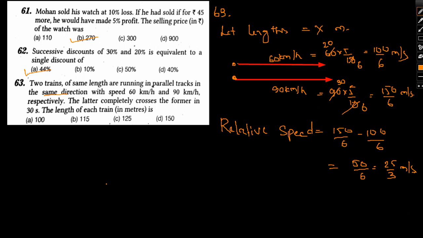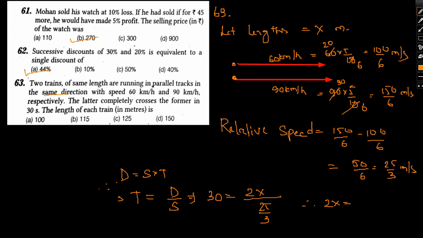So if we talk about the length, we know distance equals speed into time. We know this, right? So if we represent the same in terms of time, time equals distance by speed. Here time is given as 20 seconds, distance is, since two trains are involved, twice x, and speed is 25 by 3. Therefore 2x will turn out to be 250 and x will be 125 meter each. So 125 is the answer.